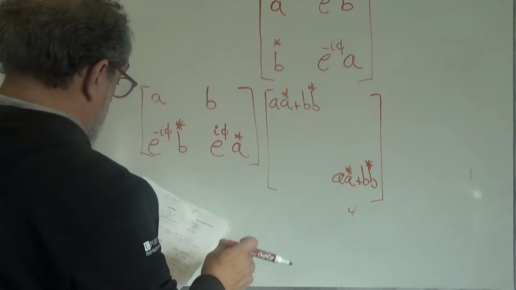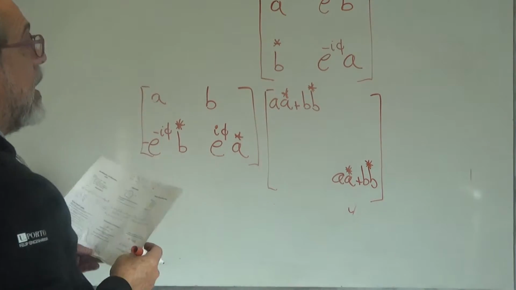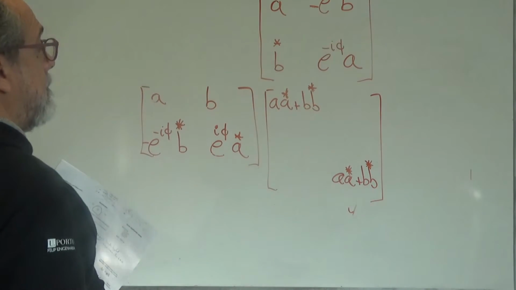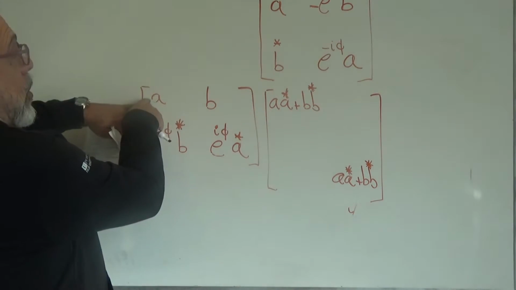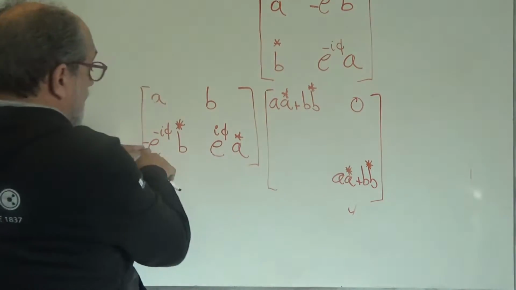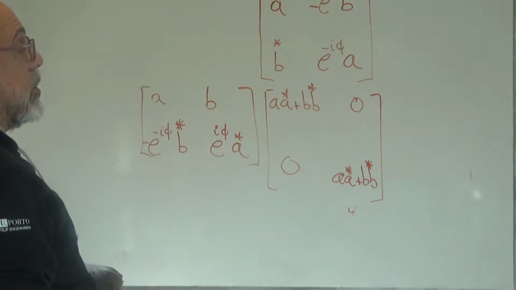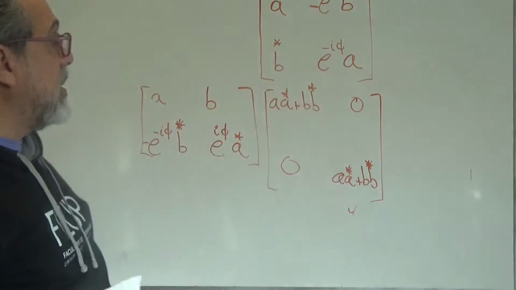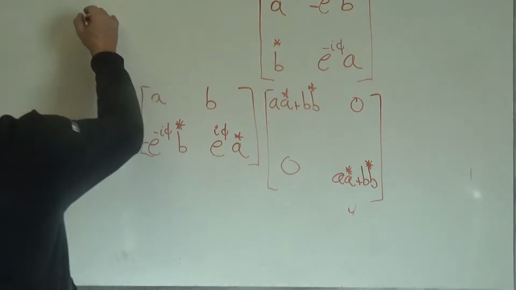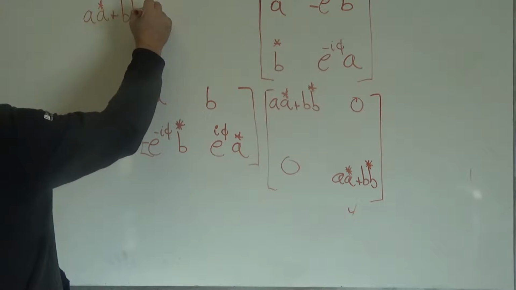Whoops, wait, I got a wrong sign somewhere. My mistake. This is a minus here. So when I put this, I have to put a minus here, right? Apologies. So now we go A times minus this, B times this, so this is a 0, and then here A conjugate, B conjugate, A conjugate, B conjugate, this is a 0. So in order to make this matrix into an identity, then these two things have to be equal to 1, right? So A conjugate plus B conjugate must be equal to 1.